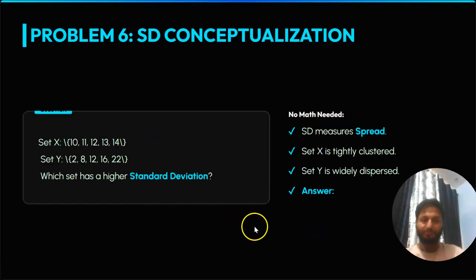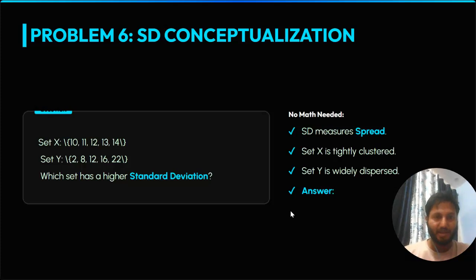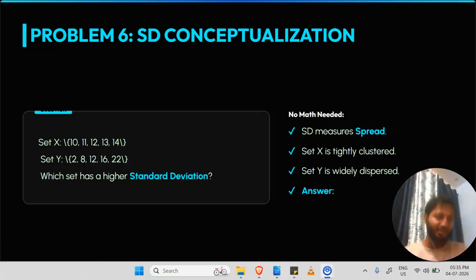Next question. We are given two data sets. Set X is 10, 11, 12, 13 and 14, and set Y is 2, 8, 12, 16 and 22. Now if you look at these two data sets, what's happening? They're asking which set has a higher standard deviation. What is standard deviation? Deviation from the mean, or how far the individual data points are from the mean.